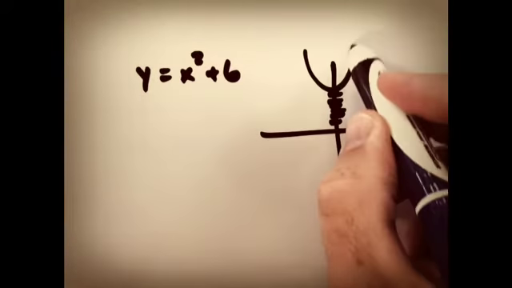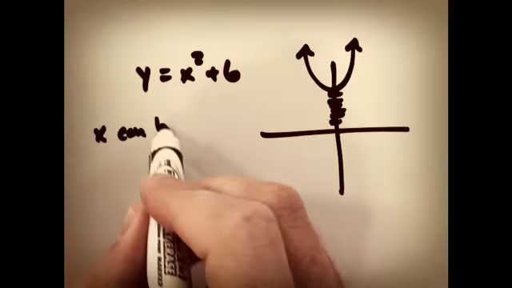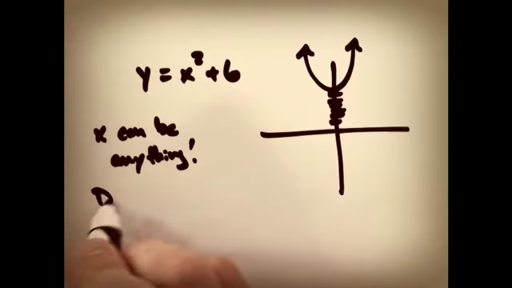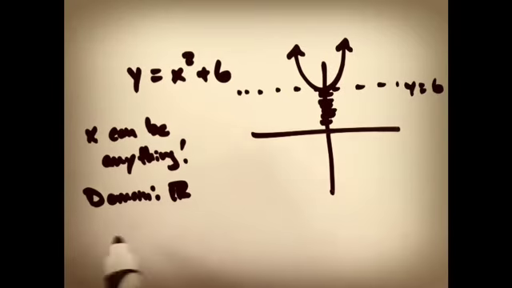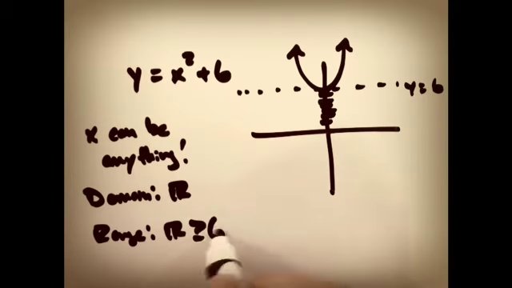Let's look at a parabola. If you look at the graph of it, it's always up above 6. x can be anything you want. It's going to go to the right and left as much as you want, but the y value is always going to be bigger than 6, so our range would be greater than or equal to 6. All real numbers greater than or equal to 6.